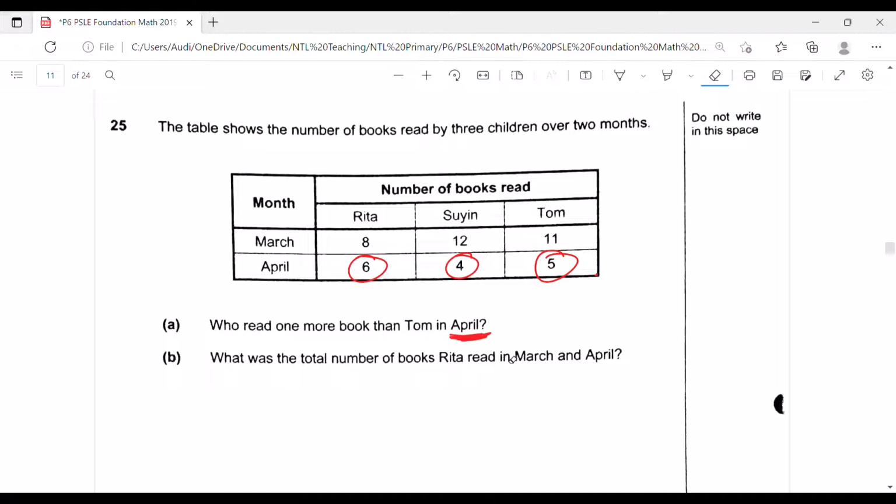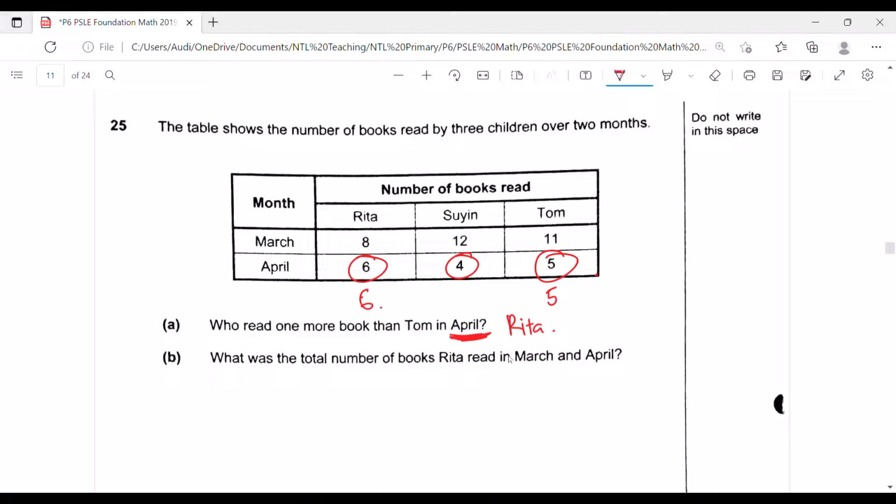So who has read 1 more book than Tom? Tom read 5 books. So 1 more means Rita, 6, because 6 is 1 more than 5. So our answer is Rita.